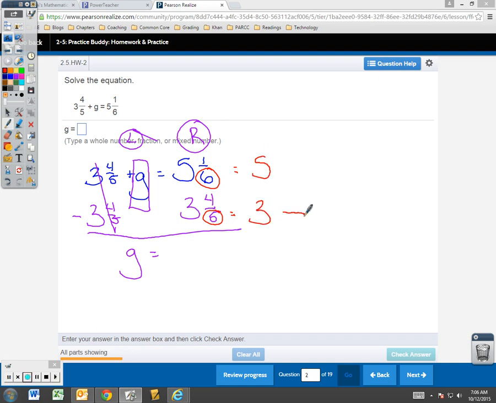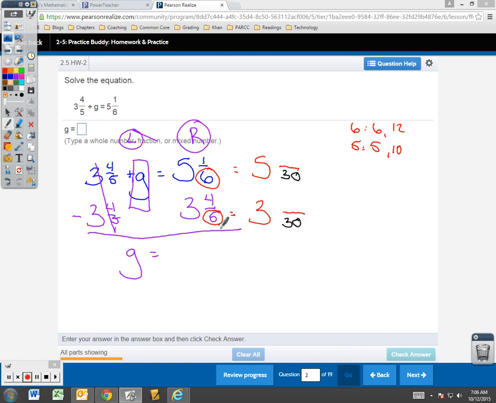What's the least common multiple of 6 and 5? So think about listing the multiples of 6: 6, 12, etc. And 5: 5, 10. Well, their least common multiple in this situation would be 30. I'll put a 30 here and a 30 here.